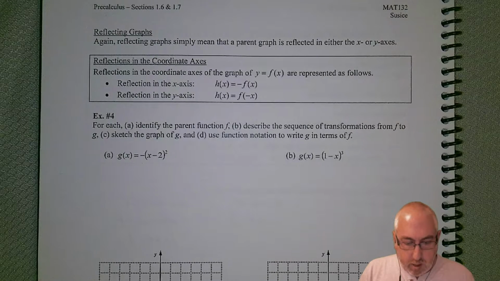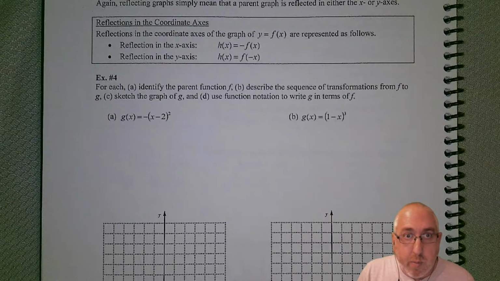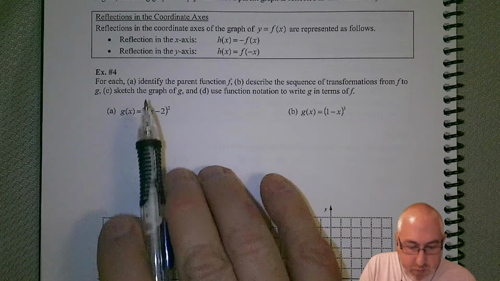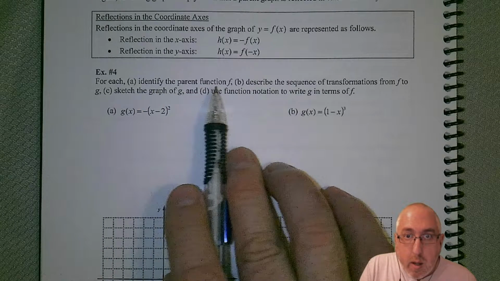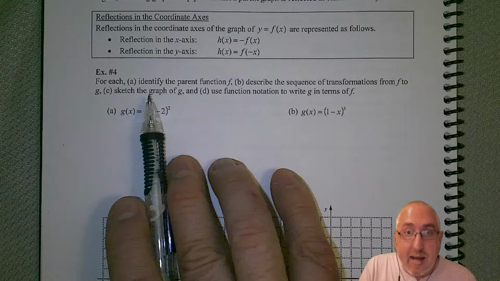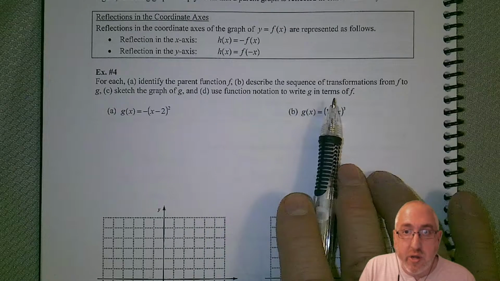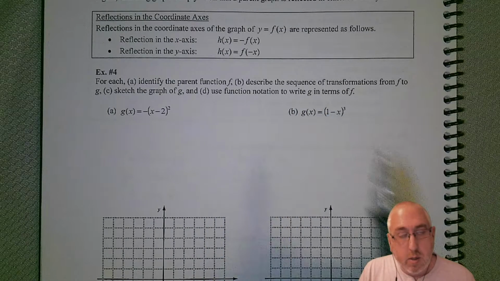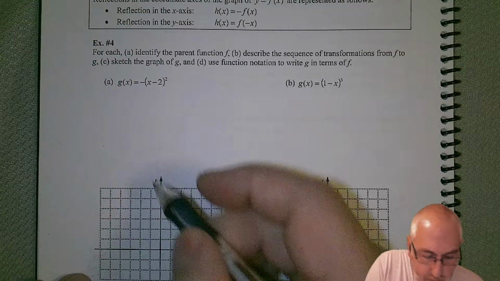So this first example involving reflections, we have a few layers to the problem. It says we want to identify the parent function, describe the sequence of transformations from f to g, sketch the graph, and then use function notation to write g in terms of f. Okay, so we got a lot going on for these problems, but let's see what we can do.